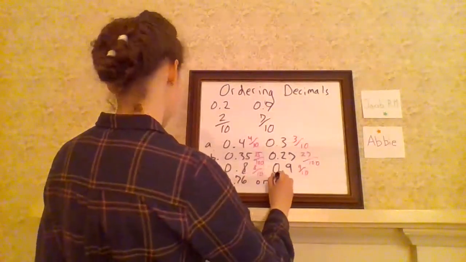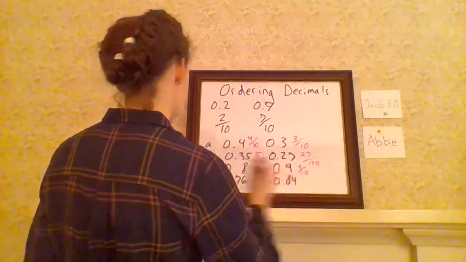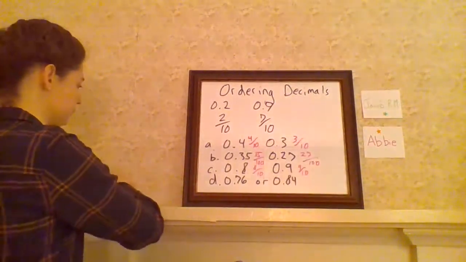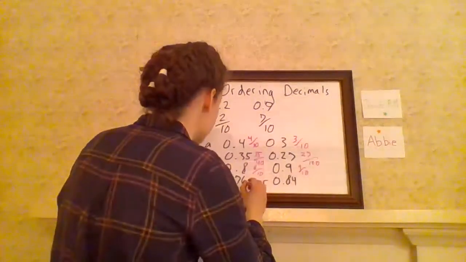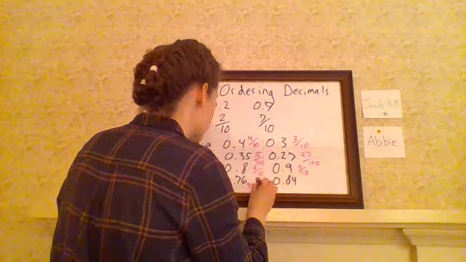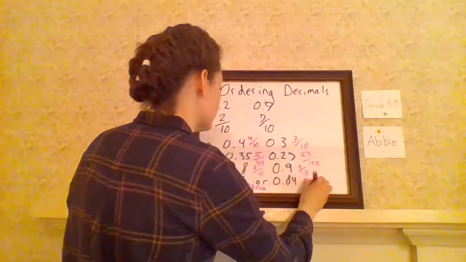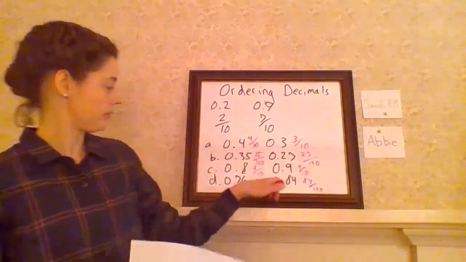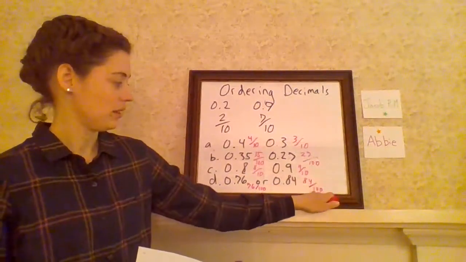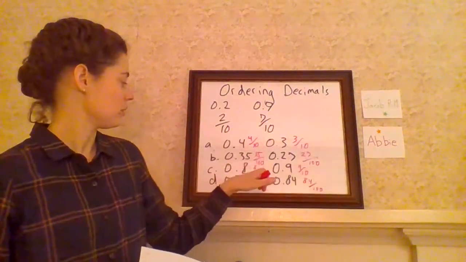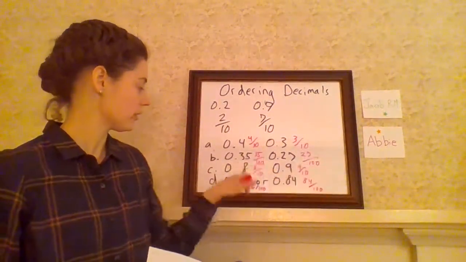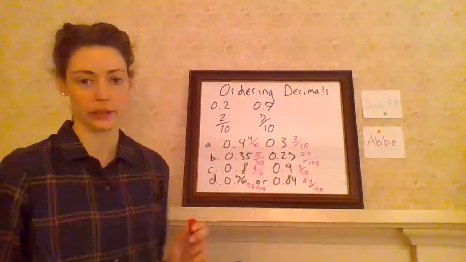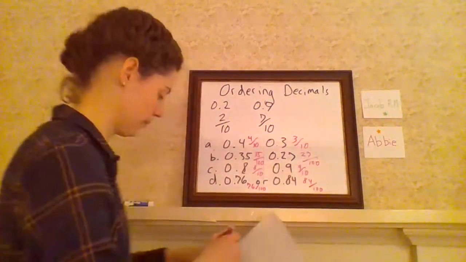0.76 or 0.84. So that would be 76 hundredths or 84 hundredths. And so remember, if we have the same denominator, then whichever numerator is larger is bigger. So 84 hundredths is larger.